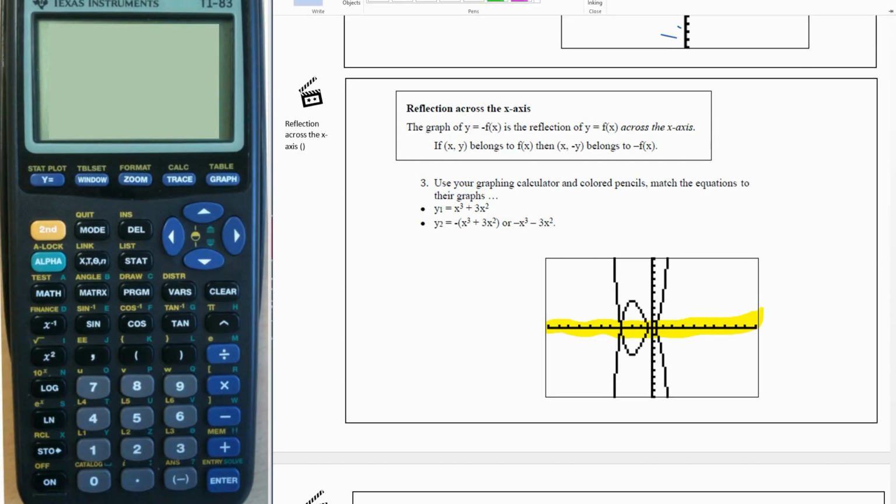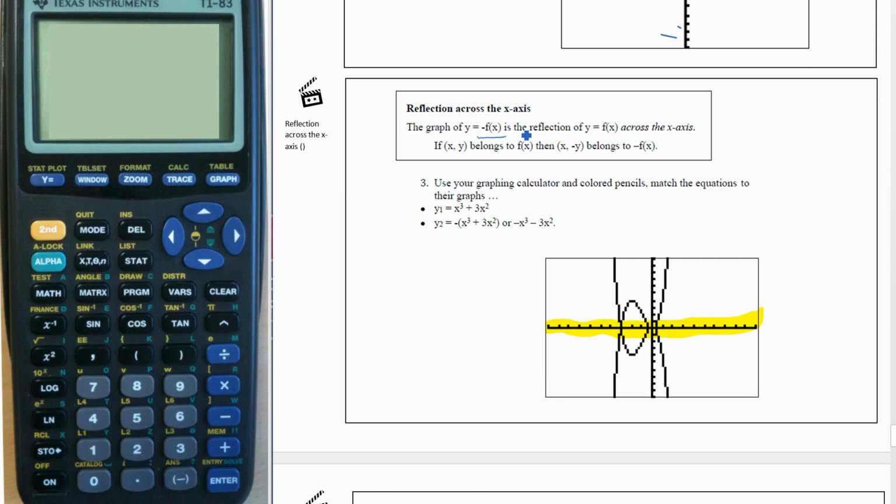So here our rule tells us to do that. The graph of -1 times f of x, so negative f of x, is the reflection of y equals f of x across the x-axis. So this means if you take the whole function and multiply it by -1, so you put the whole function in parentheses and multiply it by -1, then you've reflected it across the x-axis.